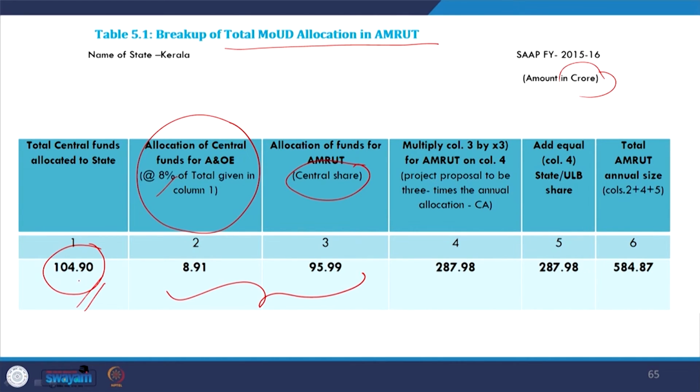So including this, the total funding which Kerala would get is 104 crores, and we see how they are distributing this: how much will be the central share, how much will be the state share, and then what the total AMRUT size will be. That is how the calculations are done.